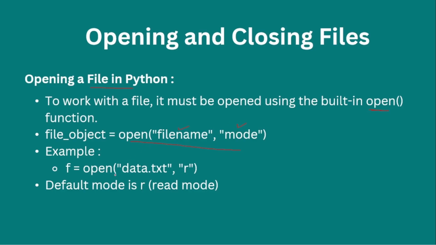So this is the example, open data.txt in read mode. So this data.txt file should be there. In order to open it in a read mode, this file should already exist and then only we can open it in the read mode. Default mode is read mode.